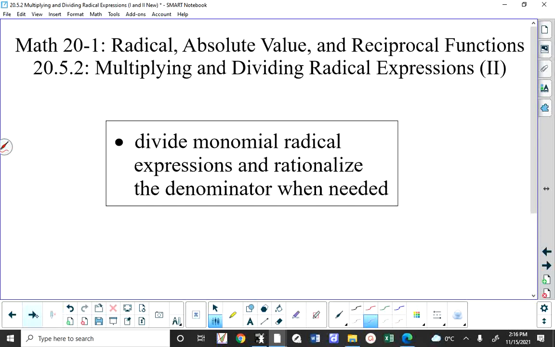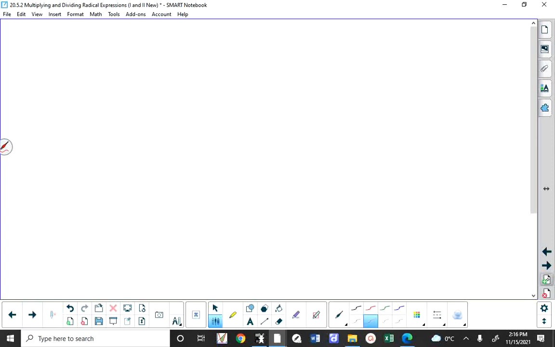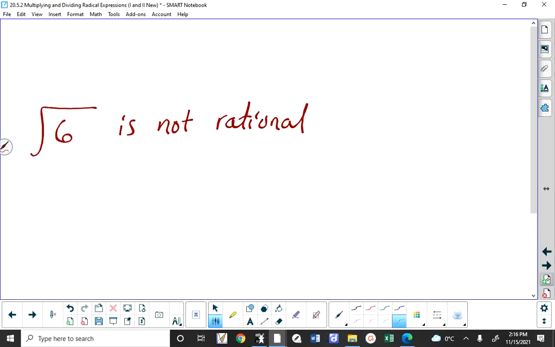So I want to start off and just explain to you what that means in terms of the word rationalize. Root 6 is not rational. That doesn't mean it's not like rational in English. If you're dealing with a rational person, they're level-headed and they're reasonable. That's not what I'm talking about. Root 6 is an irrational number because it's the square root of a non-perfect square. However, something like 12 is rational.